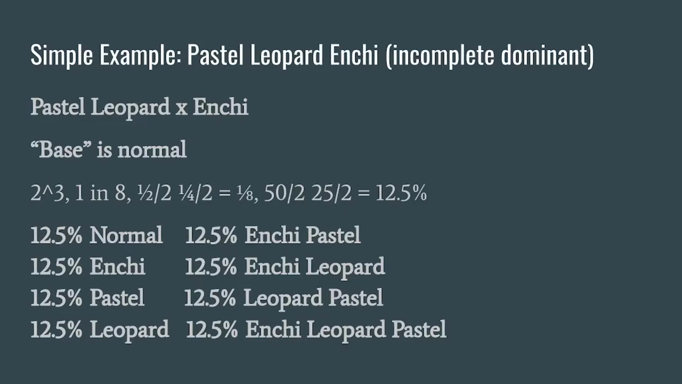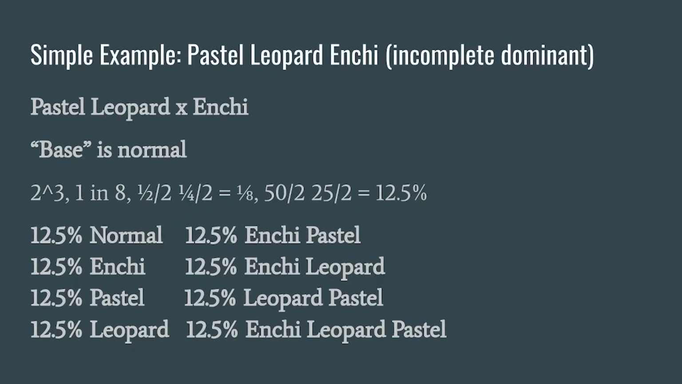Let's get a little bit more complicated. So if we went ahead and used 3 different genes this time, we've got pastel, leopard, and inchy. Once again, our base is normal. There's nothing special in there that is going to change, so we're still going to get normals. If we use my good old method, powers of 2, we've got 2 to the power of 3. That's 3 genes. So 1 in 8, you can keep dividing your halves to get 1 in 8.